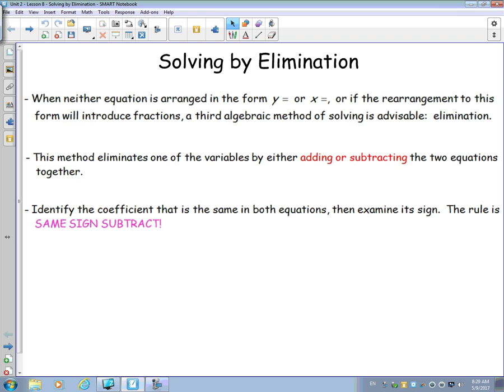In this lesson, we're going to examine a third algebraic technique. So we talked about comparison, where we make the two equations equal. We talked about substitution, where we put one equation into the other. Here we're going to talk about a third one.